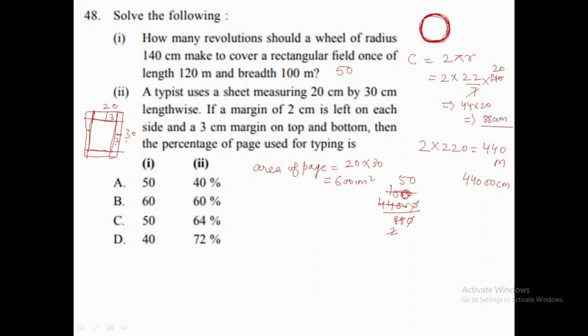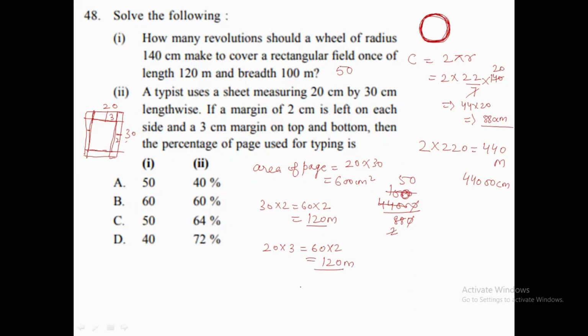So that will equal 30 multiplied by 2, that is equal to 60, and from both sides it is leaving, so that will equal 60 multiplied by 2, 120. Then we will calculate for the top and the bottom. The margin is of 3, so that will equal 20 multiplied by 3, because this is 20 and this part is 3. 20 multiplied by 3 will give us 60 only. Because it is on two sides, we need to multiply here with 2, so we are getting 120 again. Now we will add it.